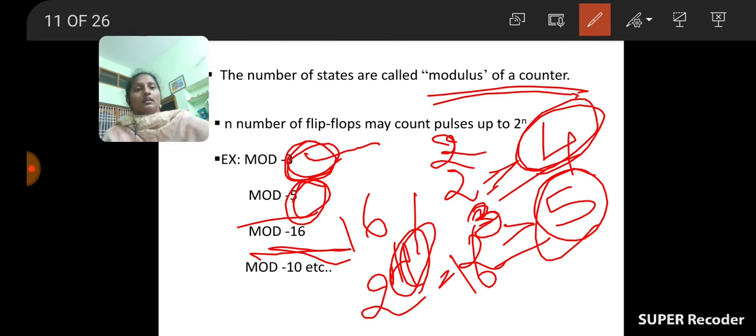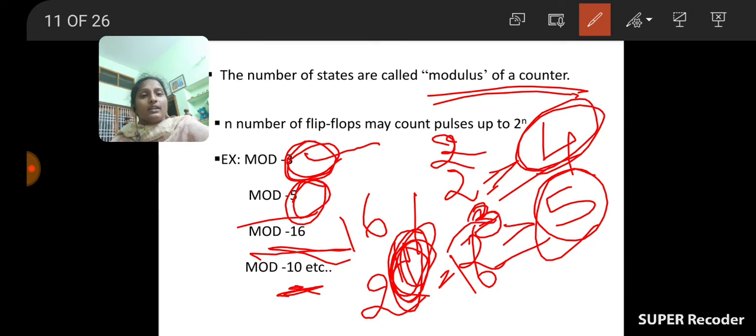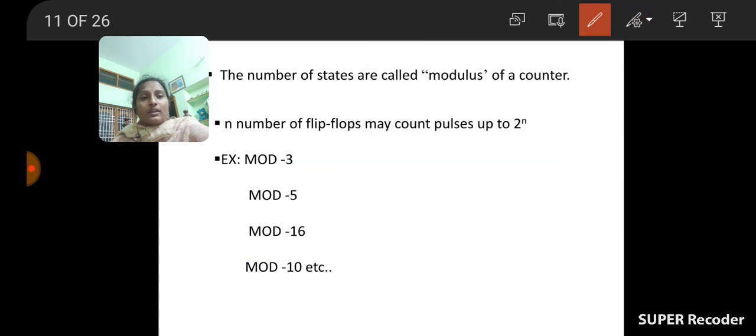See here, in mod 10, how many states are we counting? 10. And how many flip-flops are we using? Same, 2 to the power of 4. Why? Because if we use 3 flip-flops, that equals 8 only. But 10 is more than 8, so here we require 4 flip-flops.